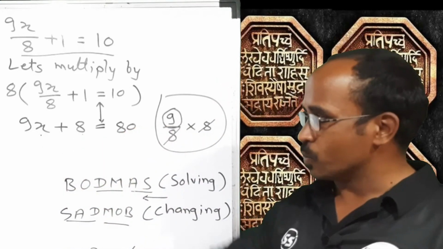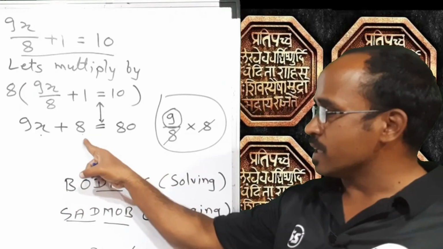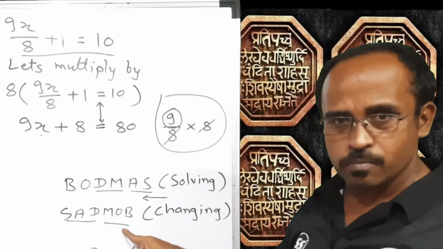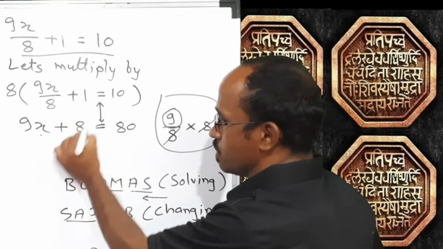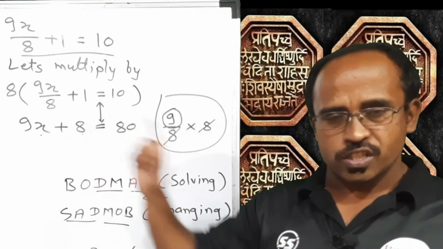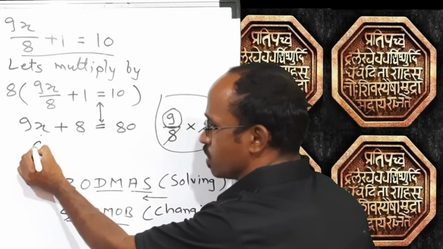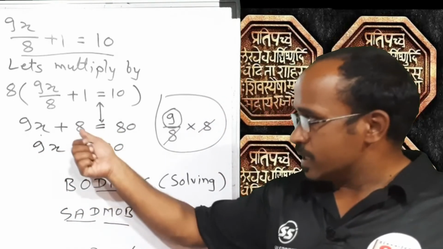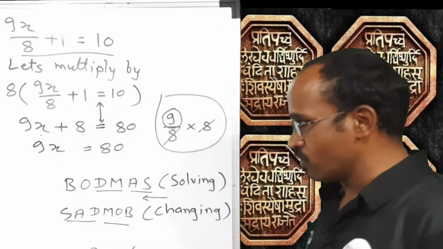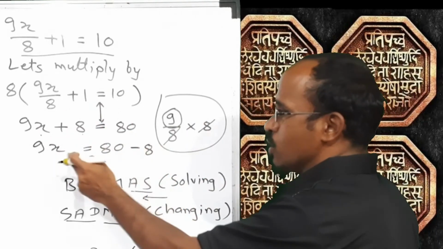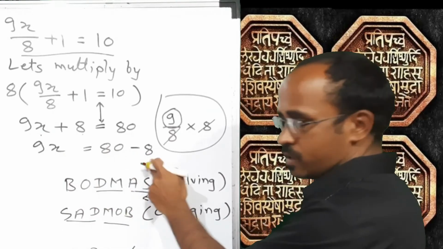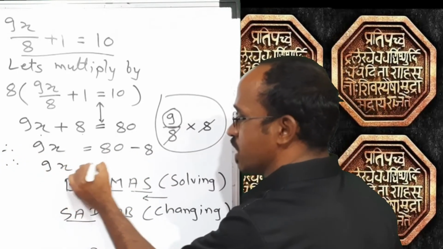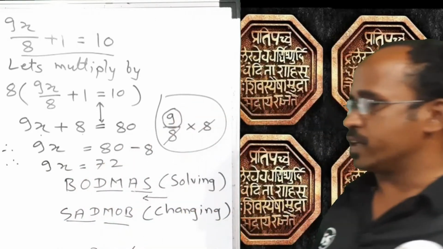So again, to keep this variable alone, this 8 and 9 will change the side, and according to SADMOB, this addition number which is doing addition will change its side first, means 9x will be on the left hand side, which is equal to 80. This plus 8 will change the side and will become minus 8. So 9x is equal to 80 minus 8. Therefore 9x is equal to 72.